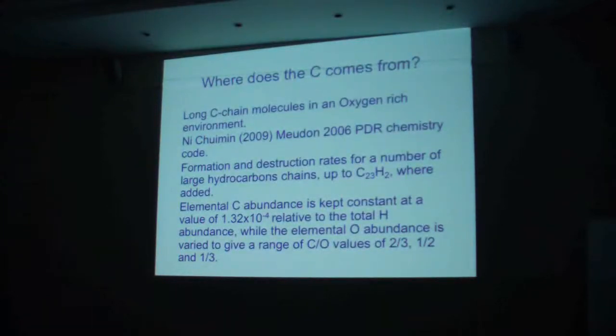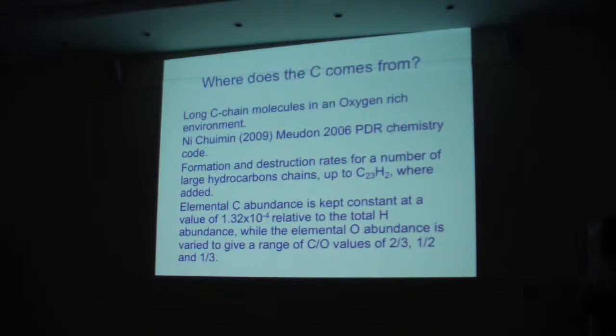So this is why we did a study of if the star is not becoming carbon rich, so then how do you get carbon in the star? So we did a chemical model. We used chemical models that Roshin initially did in 2009 using the Mueller code. It's a PDR chemistry code. And what you do is you have an oxygen rich environment and you dissociate CO with the central star. Then you have the formation and destruction rates, and you can build up to C23H2, which was a very long chain.